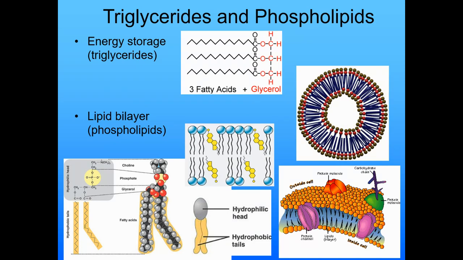2 types of lipids I want to specifically look at are triglycerides and phospholipids. Triglycerides are used for energy storage. A triglyceride is a glycerol that has 3 fatty acids attached to it. And then phospholipids. Phospholipids really is the molecule that makes the world go round. Phospholipids are very similar to triglycerides in that they have a glycerol group, but they only have 2 fatty acids attached. And the third thing that's attached to that glycerol group is a phosphate group.